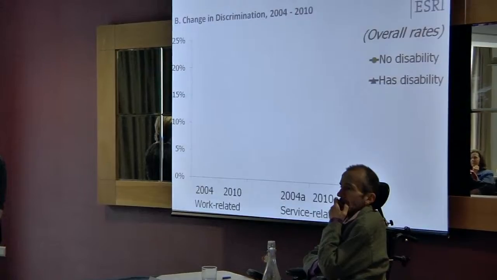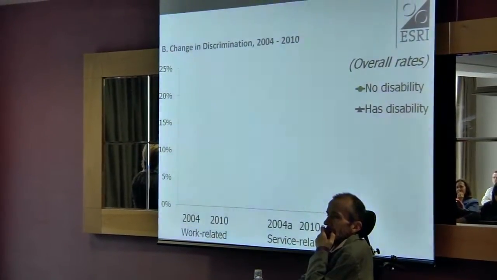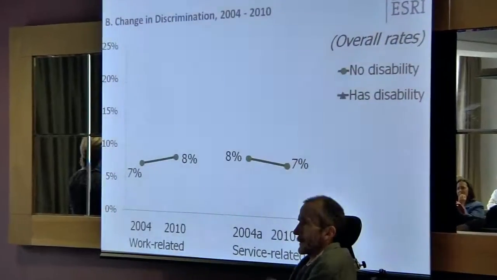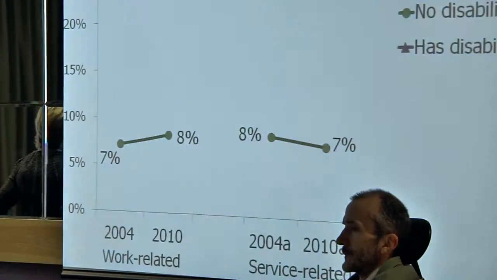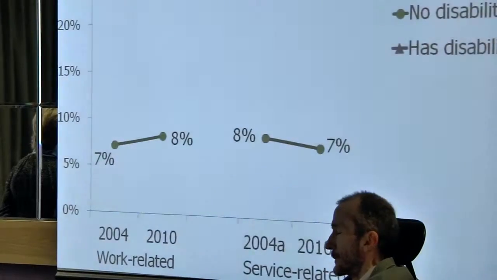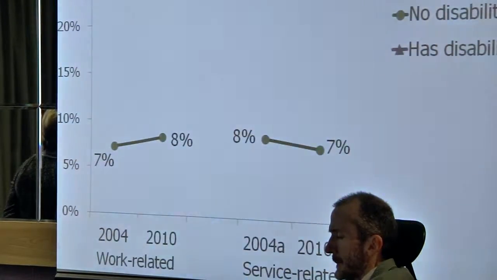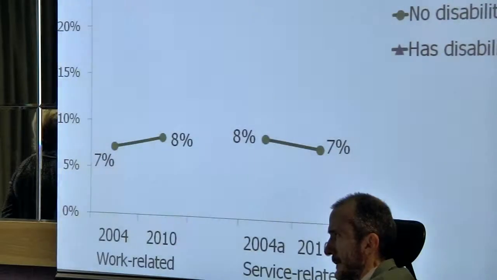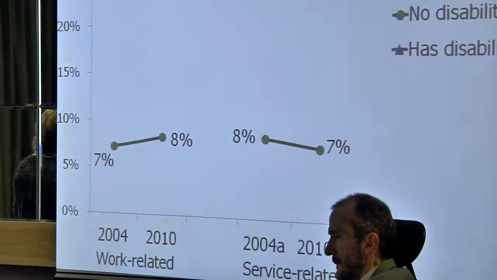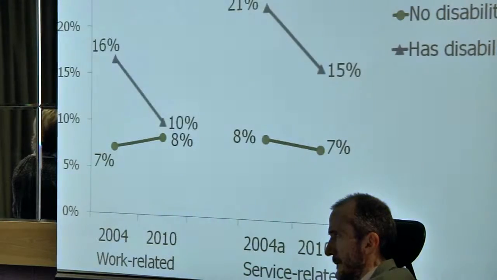So looking first of all at changes in discrimination between 2004 and 2010 for people with a disability compared to people without a disability. If you look at people without a disability, first of all, 7 to 8% experienced work-related and the same proportion experienced service-related. Not much change really over the time. There was a little bit of an increase in work-related and a little bit of a reduction in service-related discrimination. What happened to people with a disability in the same period? Very dramatic improvement. If you look at work-related discrimination, it went from 16%.